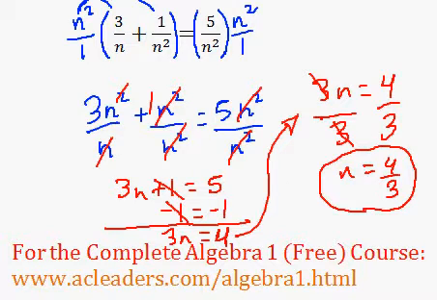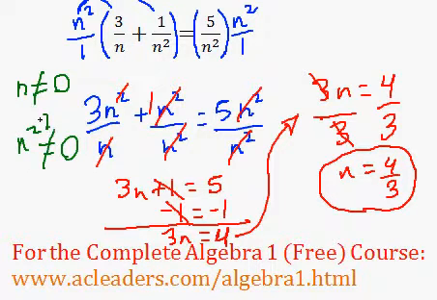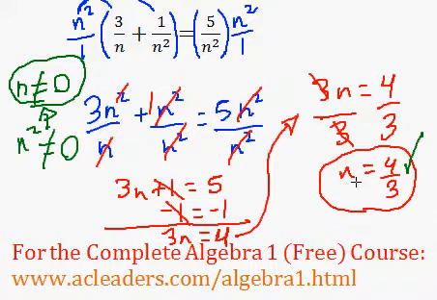But let's take a quick look over here for restricted values. For the denominator being n, n just cannot be equal to 0. So that is a restricted value for n. If n squared cannot be equal to 0, that also means that n cannot be equal to 0. So 0 is the only restricted value that we have for n. And since our solution is 4 over 3, we're good. And that is the final answer. N is 4 over 3.